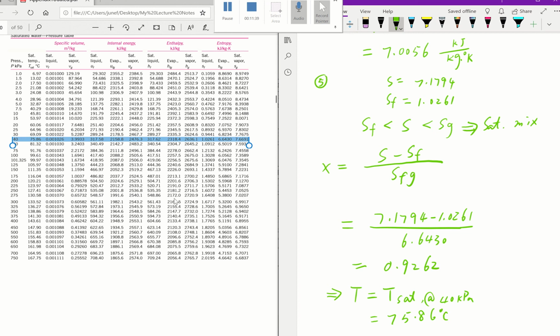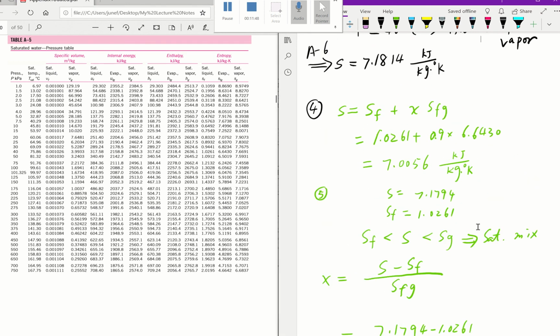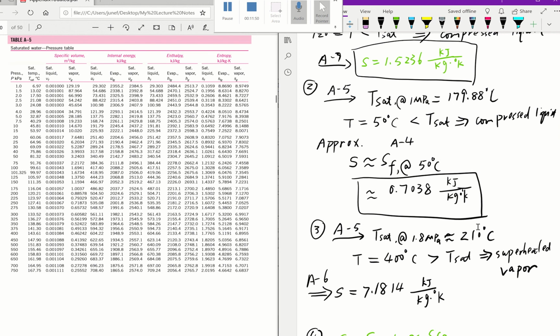So now we have used the steam table to solve problems and evaluate S. In the next video, we will look at some other concepts, such as entropy change.